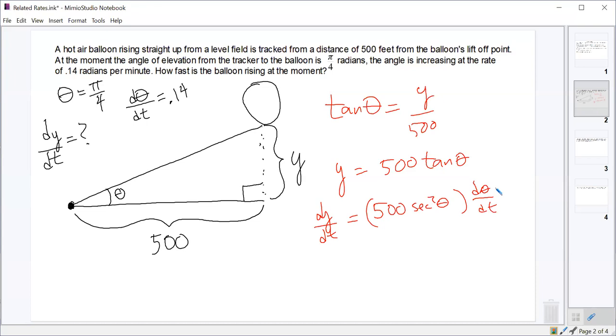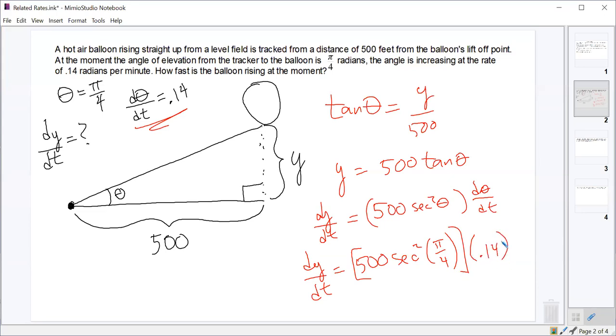And then we're going to solve for d theta/dt later, and then we plug that in. No, we're going to solve for dy/dt. We have d theta/dt already. Oh, we have it. Okay. So we knew what theta was when we were interested in the speed of the balloon rising. And we knew what d theta/dt was at that moment. So we just plug those in to find dy/dt. So dy/dt ought to equal 500 secant squared of pi over 4, because that's the moment that we're interested in, times 0.14.